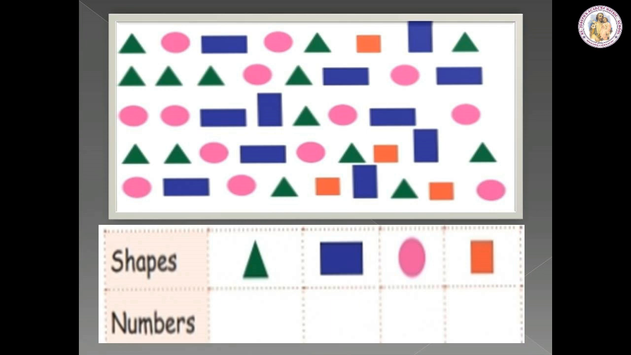Dear children, in this they have given triangles, rectangles, circles and squares. They have given them in different colors and different shapes. You all know which is a triangle, which is a circle, which is a rectangle and which is a square. This is the homework that you have to do at home. You have to count how many triangles, rectangles, circles and squares there were. Take a rough note and work out the sums.